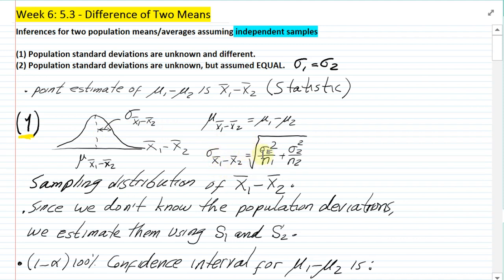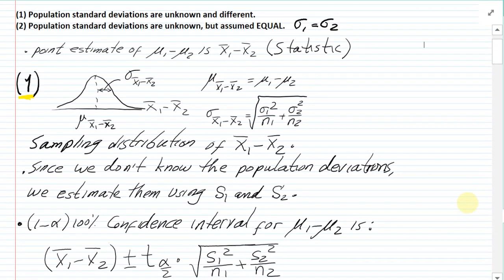Now again, sigma 1, sigma 2, these are the theoretical deviations for the sampling distribution of x bar 1 minus x bar 2. However, because these are unknown, we're going to replace them with their sample equivalents. And that's what I have here in my first bullet. Since we don't know the population deviations, we have to estimate them using s1 and s2. That's what we use in here.